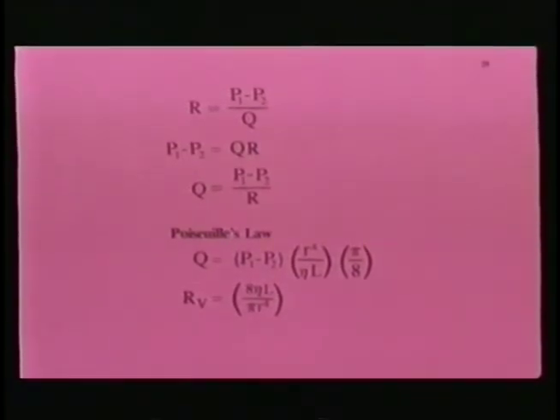Poiseuille's law states that volumetric flow is equal to the product of the pressure drop, the ratio of the 4th power of the radius to the product of fluid viscosity and tube length, and the constant pi over 8. The resistance term would be written as 8 times the viscosity and tube length divided by pi times the radius to the 4th power.